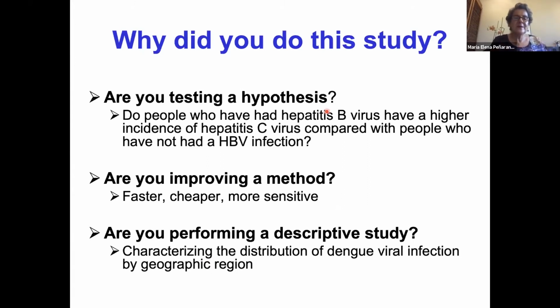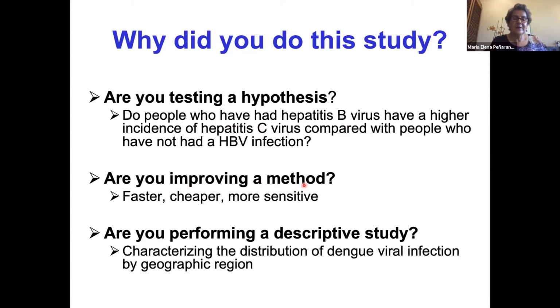So there are different types. Are you testing a hypothesis? Do people who have had hepatitis B infection have a higher incidence of hepatitis C as well, compared with people who have never had hepatitis B? So it's a hypothesis that you're going to prove because you have evidence that suggests this, and you're going to present that in your introduction.